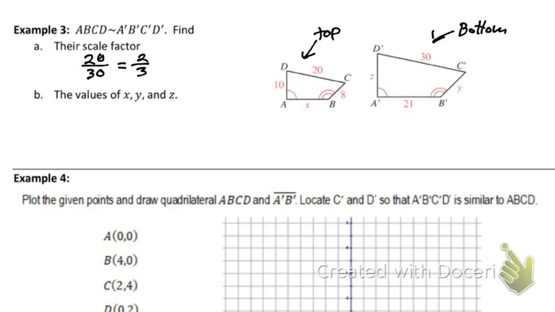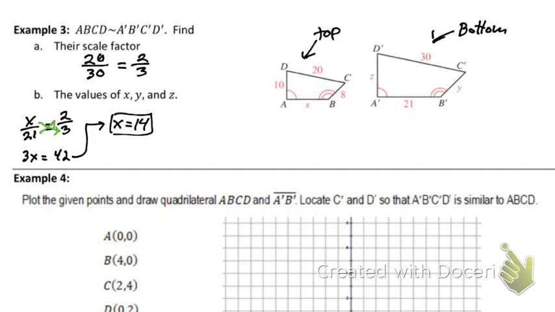All right, so I'm looking at x, and that matches up with the 21. That's the corresponding side. X comes from the top, 21 comes from the bottom, so I'm going to do x over 21 equals my scale factor, which is 2 over 3. Using means extremes, or cross multiplying, however you call it, we have 3x equals 42. So that gives us x equals 14.